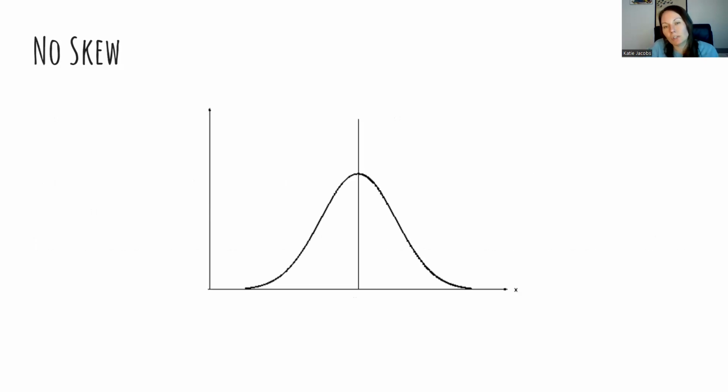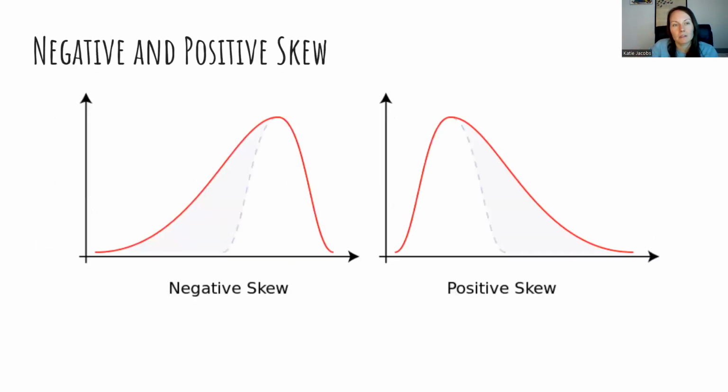So if we have no skew, this is what it looks like. That's that normal curve again that shows normally distributed data. And then we have negative skew and we have positive skew. The way that I like to think about it, because these things can be really hard. Like I said, you just have to memorize it.